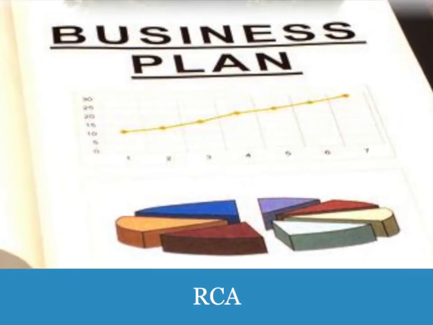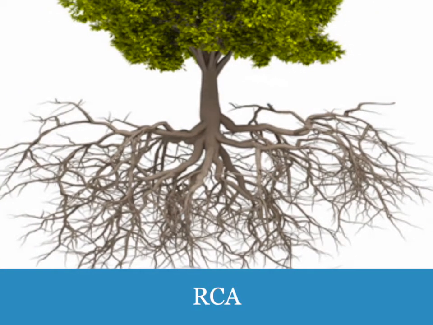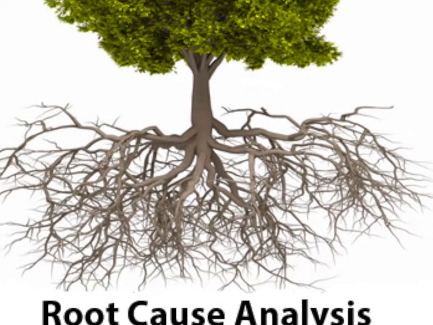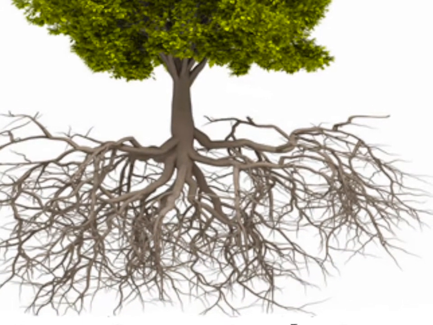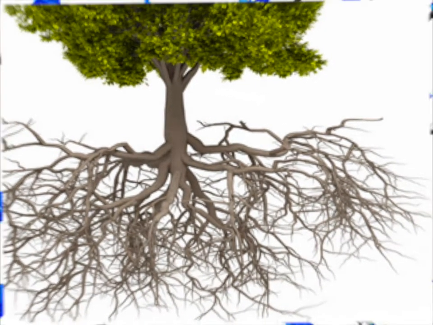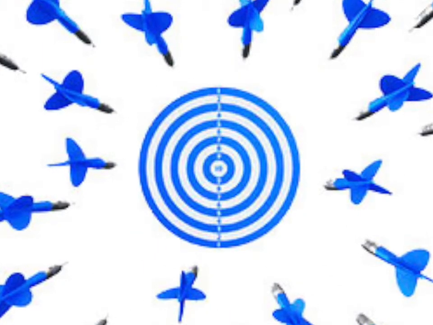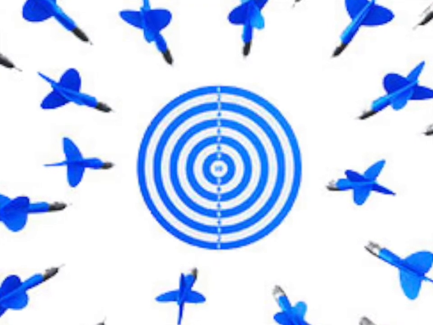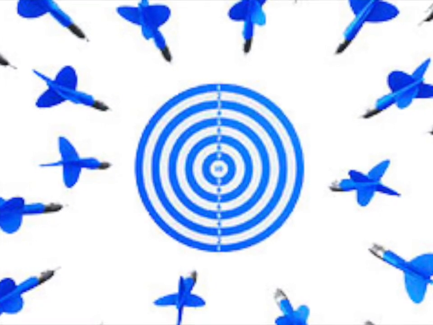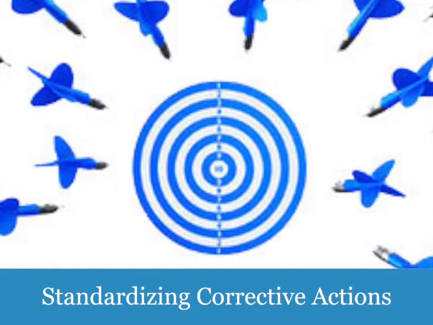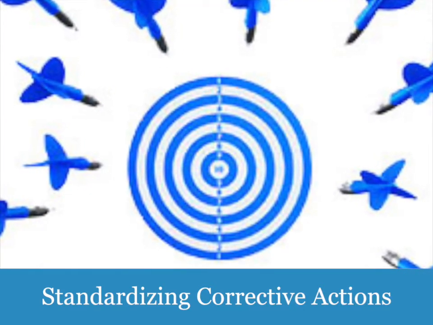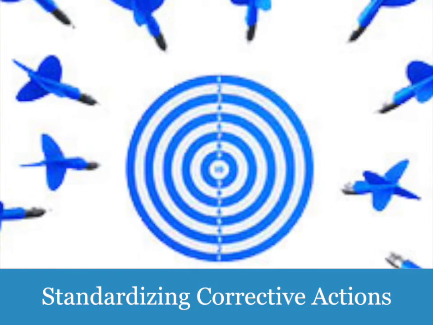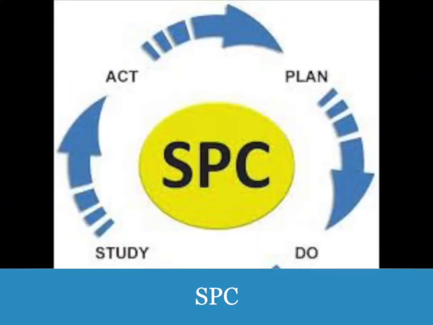Then we have the root cause analysis, because most chronic problems cannot be solved by simple troubleshooting. So this is where you put it together and you get down to what really causes the problem, the root cause. If you can cure the root cause, you can probably take care of the problem. And then there is standardizing corrective actions, is the act of identifying the other systems or processes with similar nonconformance problems and applying the same corrective actions.